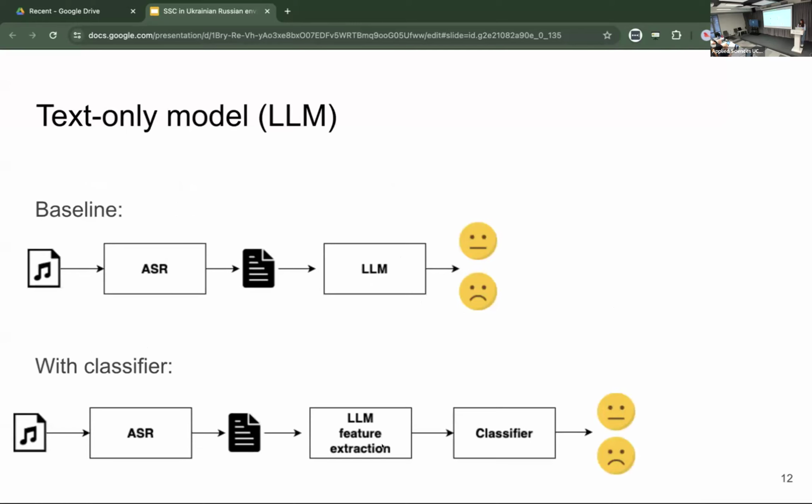For this pipeline, we choose an ASR model to extract transcription from audio, and the LLM model to classify sentiment. Also, we developed a second option for this baseline approach, which is to have the extracted features from the LLM and an additional classifier model, so that we may equally compare all our baselines or our pipelines together.